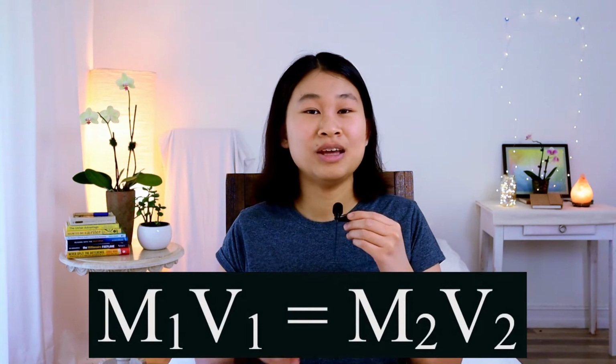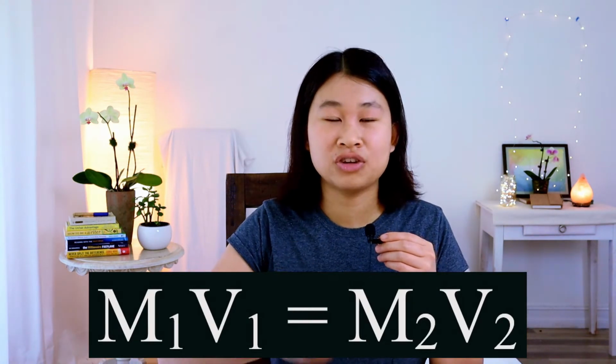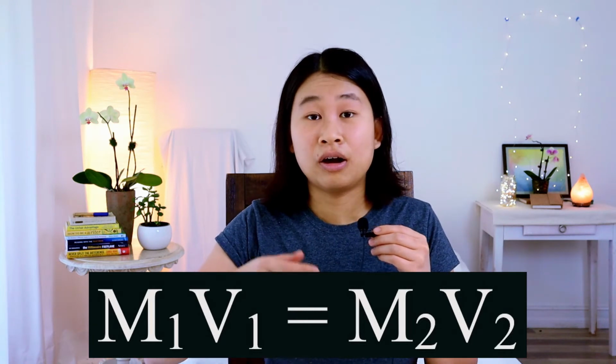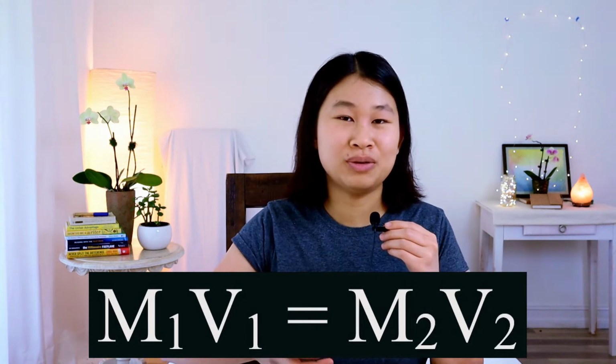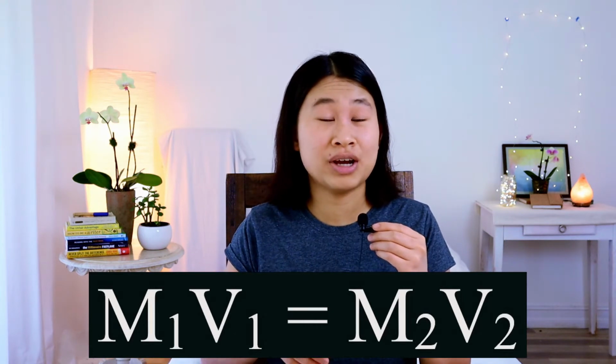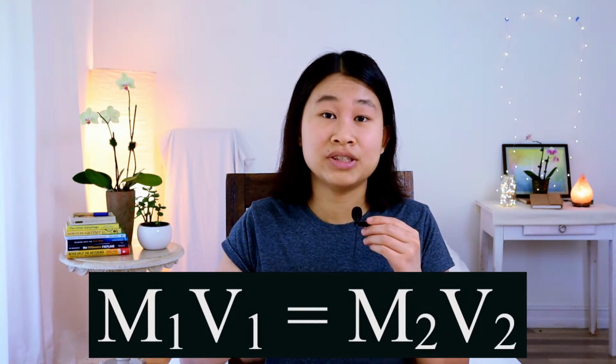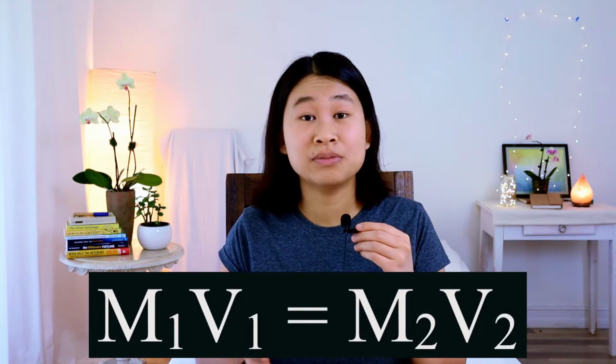M1 times V1 is equal to M2 times V2. Now what exactly does this mean? Well, M is going to be our concentration, or molarity, same thing, and our V is just going to be our volume. 1 and 2 are going to be initial and final respectively. In other words, we can say that the initial concentration times the initial volume should be the same as the final concentration times the final volume.